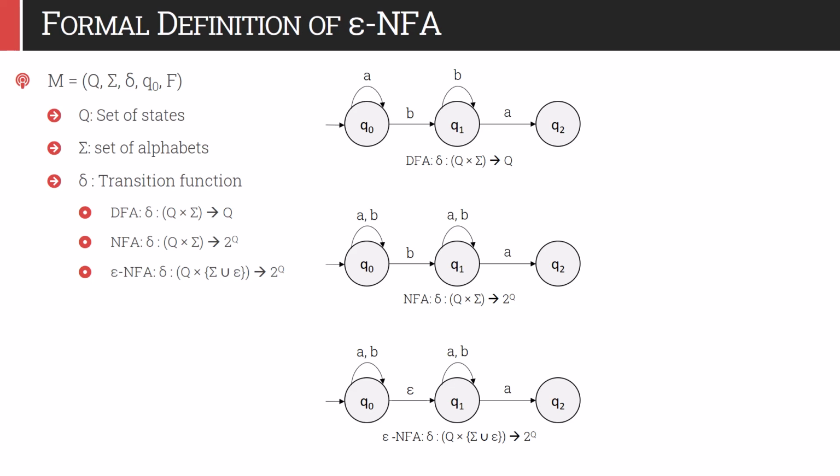So the transition function for this is defined by Q cross sigma as well as epsilon, that is sigma union epsilon. And again, it's an NFA. So the output would be one of the states from the power set of states, that is 2 power Q. Remaining things are the same. Q0 is the initial state of the machine, and capital F is the set of all final states in the given machine.